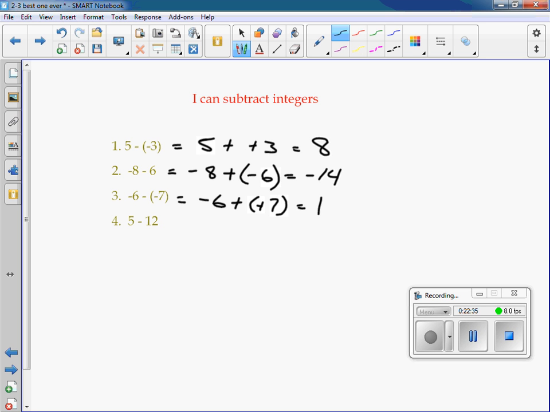Then the same thing here. Subtracting a positive, we would do 5 plus a negative 12. Adding a negative, we move to the left. So where are we at? Negative 7. How'd we do? Good. We okay with that? All right.